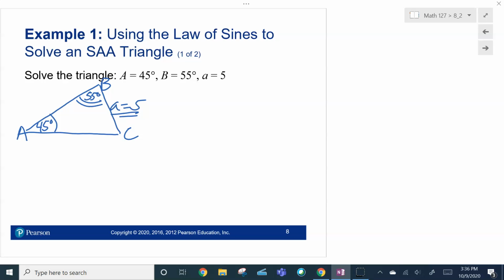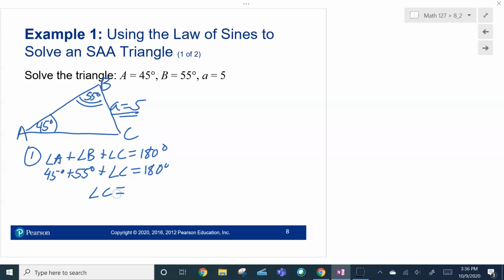And the first thing that I'm going to do is remember that all three angles of a triangle add up to 180 degrees. So 45 plus 55 plus this angle C. So I'm going to solve for angle C first. Angle C ends up being 80 degrees. And then number two, I'm going to use my law of sines. I should write in here 80 degrees now, right?